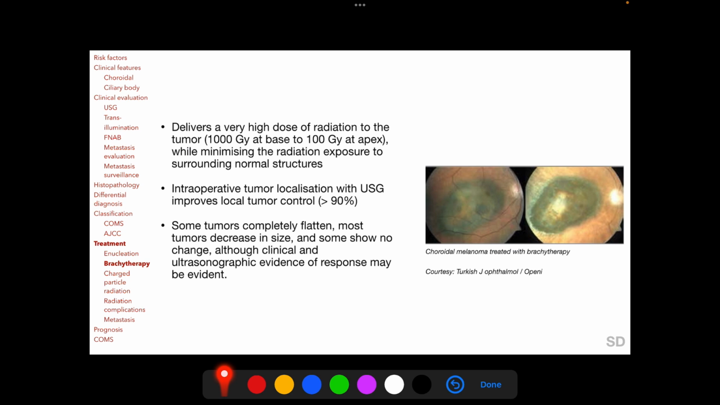Brachytherapy delivers a very high dose of radiation to the tumor while minimizing the radiation exposure to the surrounding normal structures. Intraoperative localization of the tumor and the radioactive plaque with ultrasound improves local tumor control. Following brachytherapy, some tumors completely flatten, most tumors decrease in size, but some tumors show no change, although clinical and ultrasonographic evidence of response to brachytherapy may be seen. So here in this photograph we see a choroidal melanoma before and after administration of brachytherapy.